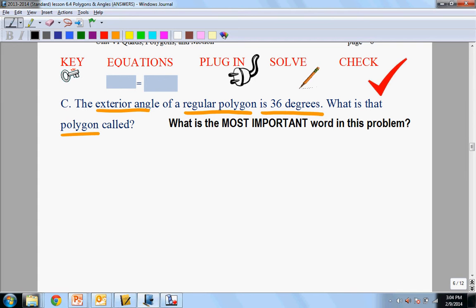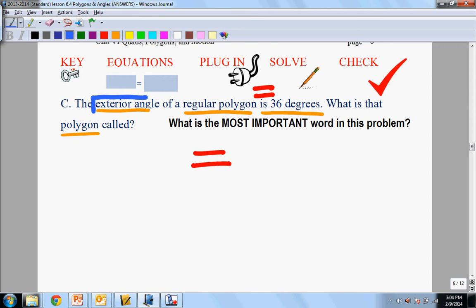The absolute most important word in this problem is "is." Because "is" is an equal sign, and without an equal sign, you're not solving this problem. So from the "is," let's build it.